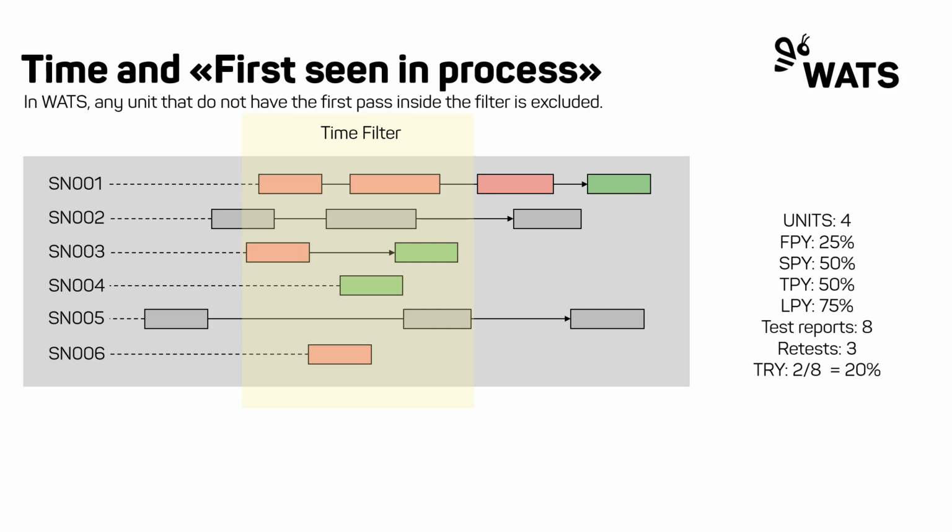For unit level yield, we have 4 units and the following yield percentages. And then for test report yield, we have 8 test reports and 3 retests. And 2 out of those 8 test reports did pass.